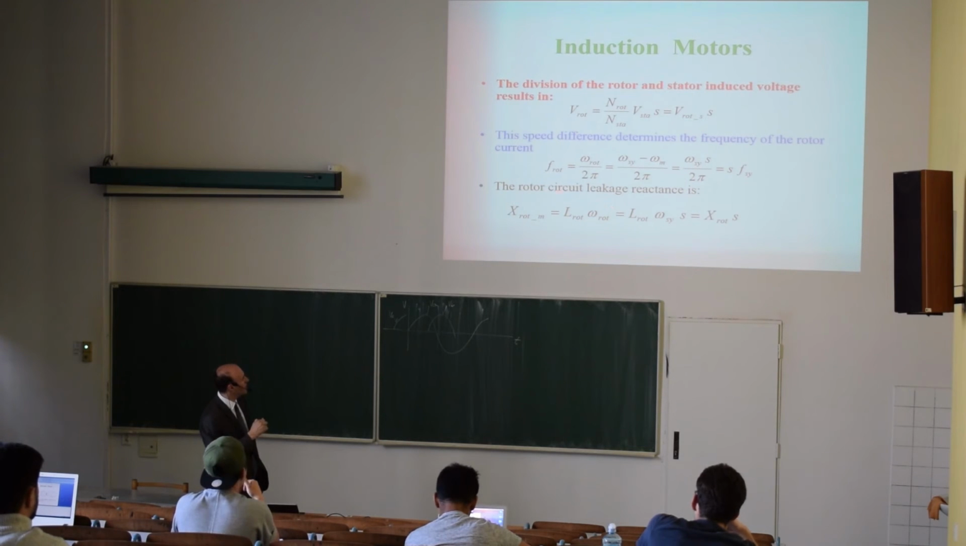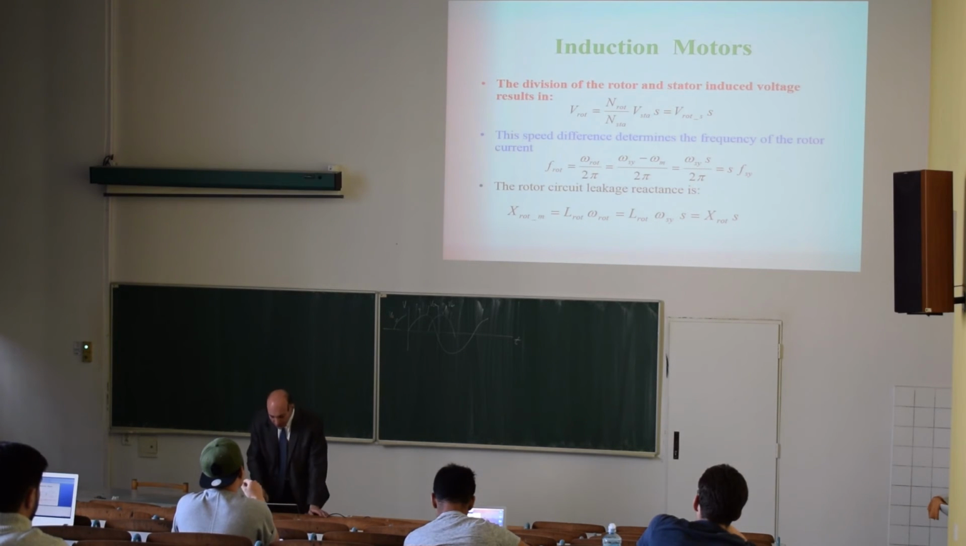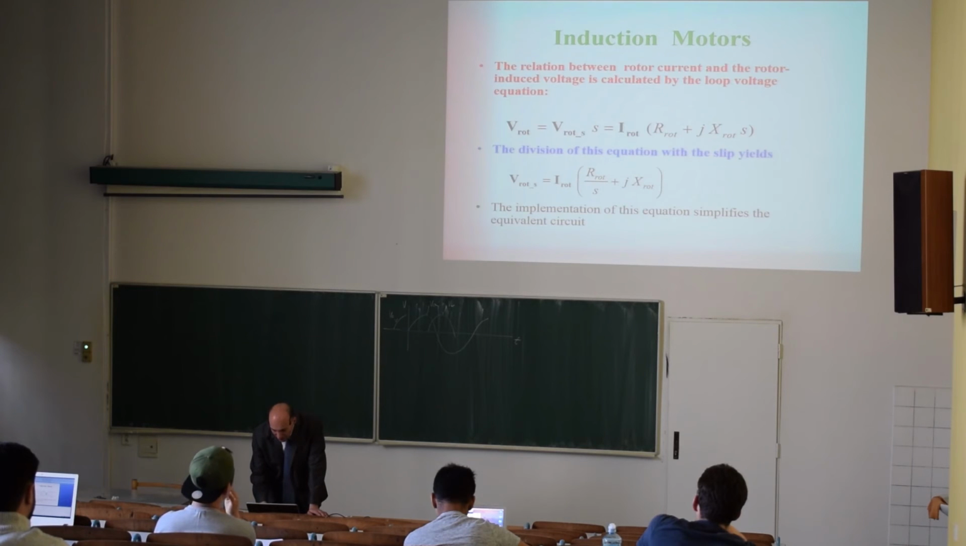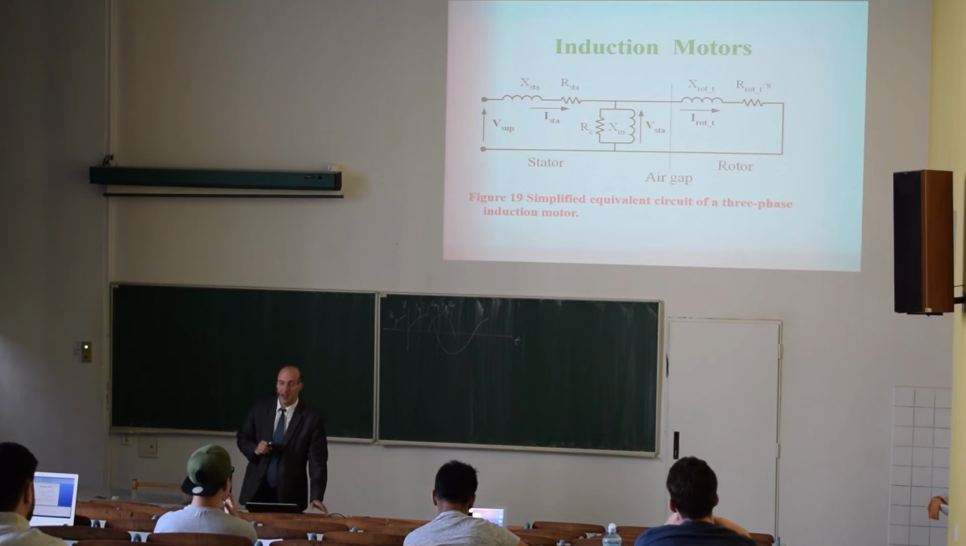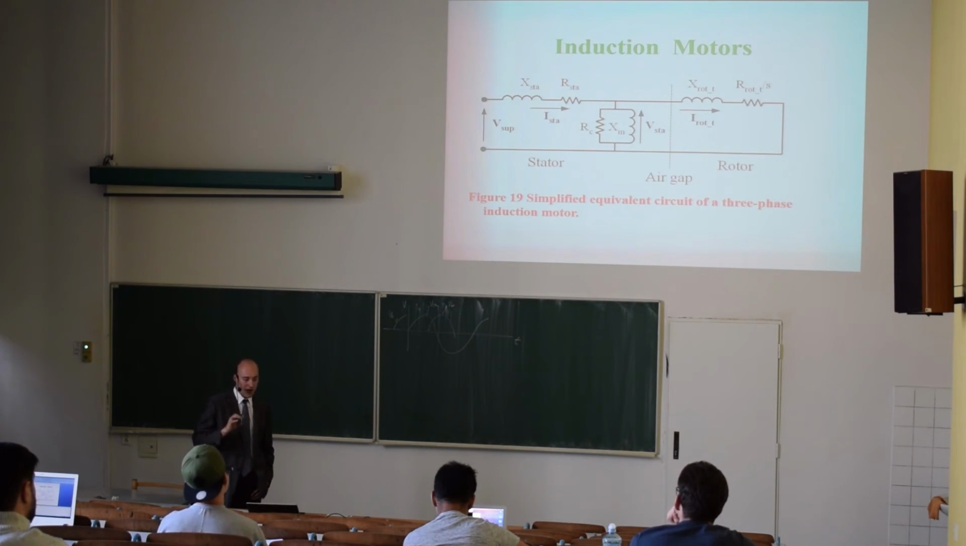For example, the rotor reactance will be given by slip times the rotor reactance. So this is recalculated rotor reactance to the speed of the motor. I will probably go to the final result, and the final result is that we can simplify this equivalent circuit diagram to something like this.